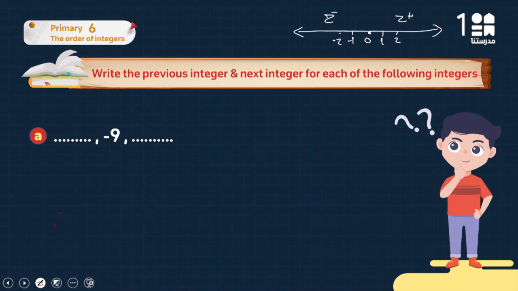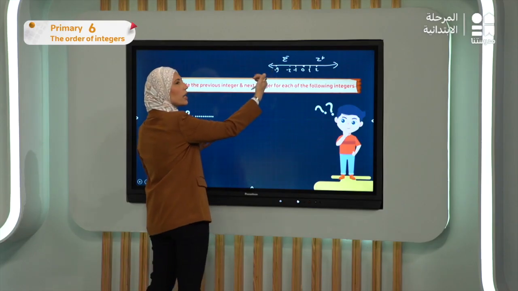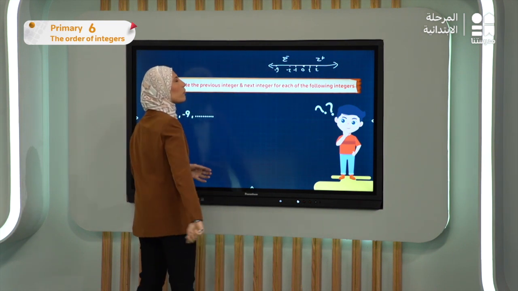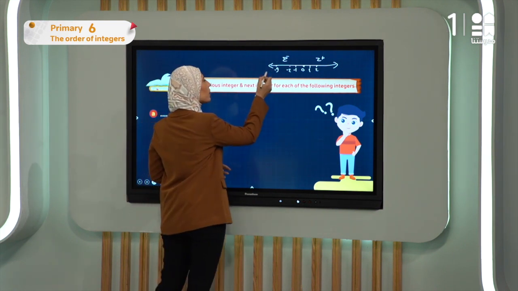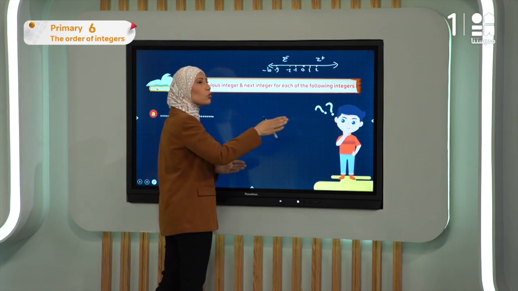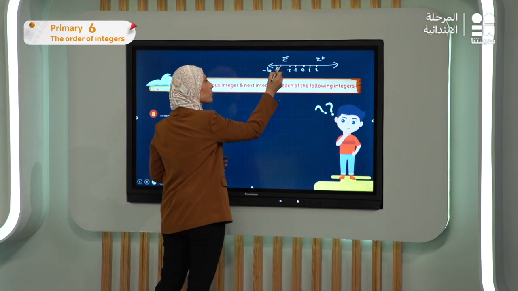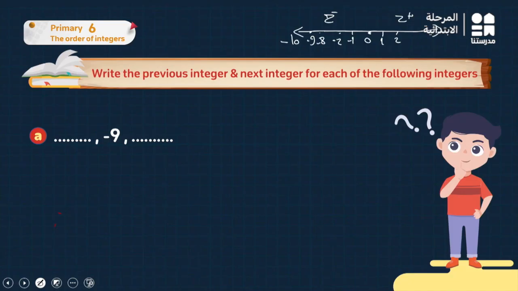If I put, for example, negative 9 here, then if I keep moving in this direction, what should I write after negative 9? Negative 10. And what's before negative 9? If I'm moving in the direction of the positive, going to the zero, it should be negative 8. So here I'm supposed to write negative 10 and negative 8: before negative 9 is negative 8.